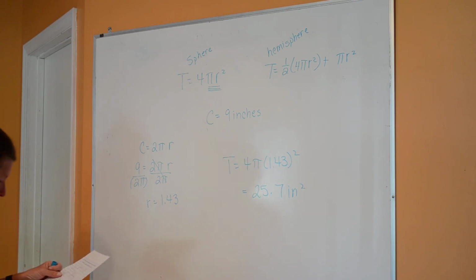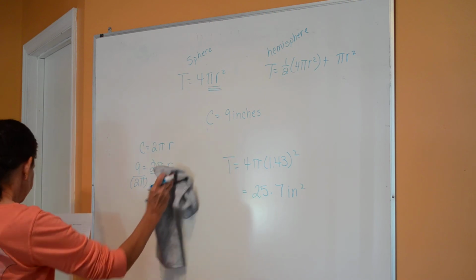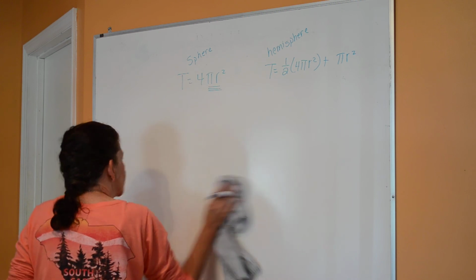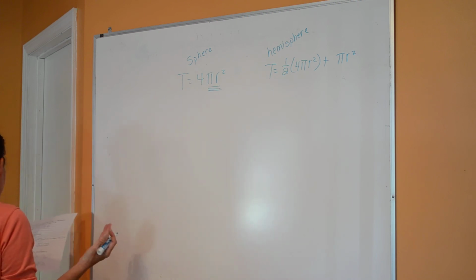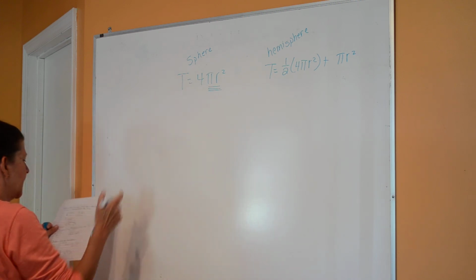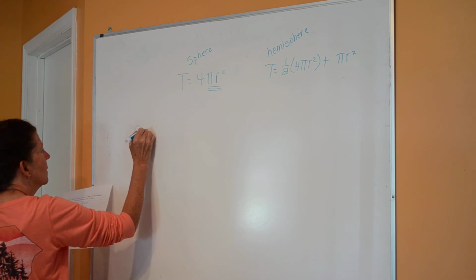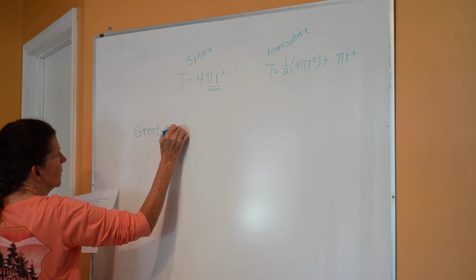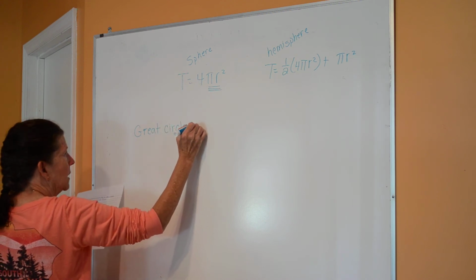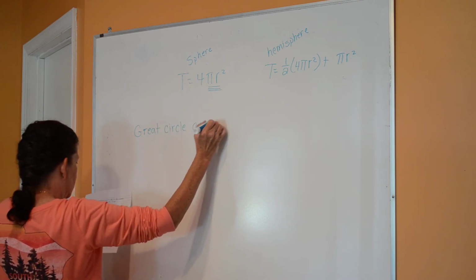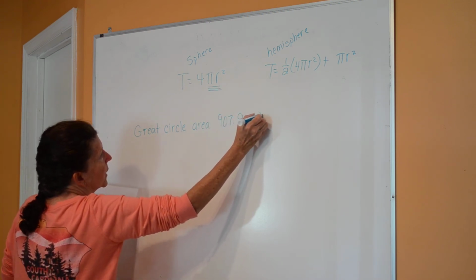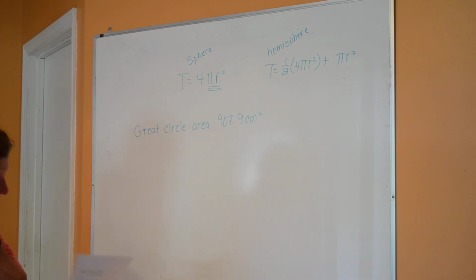All right, I'm going to have you try one. Do one of each, like the things that we've done. Let's say I want to know the total surface area of a sphere if the great circle area is 907.9 centimeters squared. Go ahead and do it, pause the video and come back.